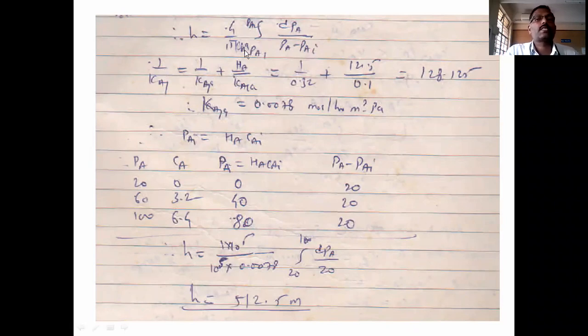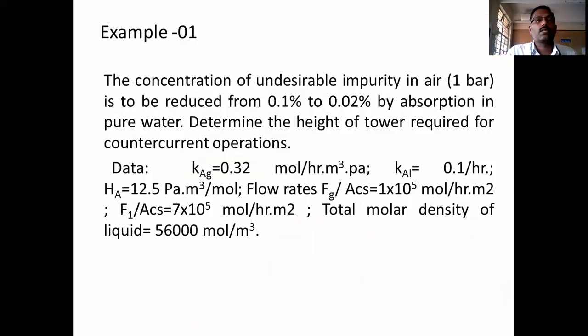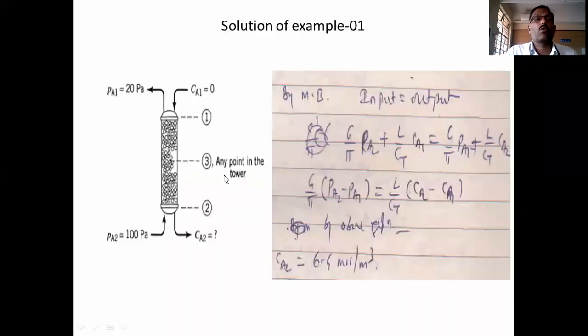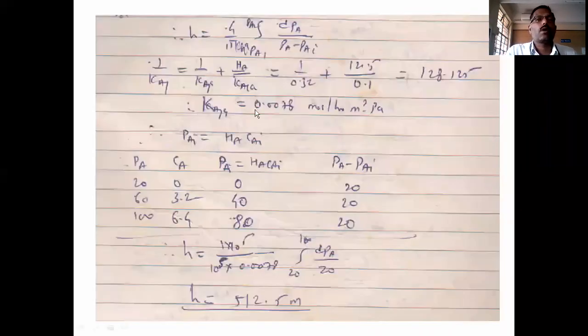First of all, this KAGA. Remember that in the problem KAG and KAL are given. These are the individual mass transfer coefficients. Now we calculate the overall mass transfer coefficient. Why do we need to calculate the overall mass transfer coefficient? You remember this concept.